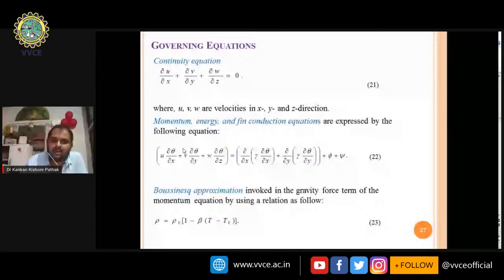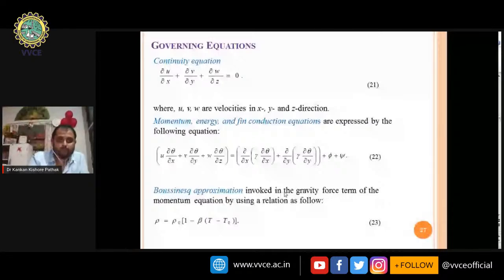Similarly, theta is the velocity term depending on the momentum or the energy equation, and phi represents the pressure term in the momentum equations, or the viscous dissipation term in the energy equation. The viscous dissipation term is assumed to be 0 because very low velocity is considered in the studies, so we can neglect it. And psi is only the z-directional buoyancy term used in the z-directional momentum equation. The Boussinesq approximation is invoked in the gravity force term of the momentum equation by using this relation.